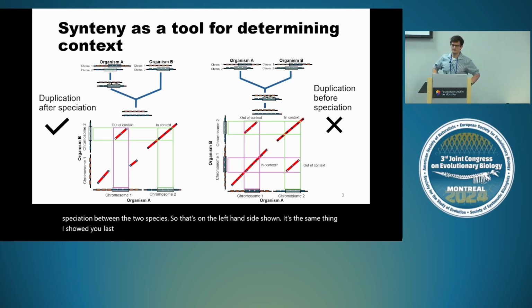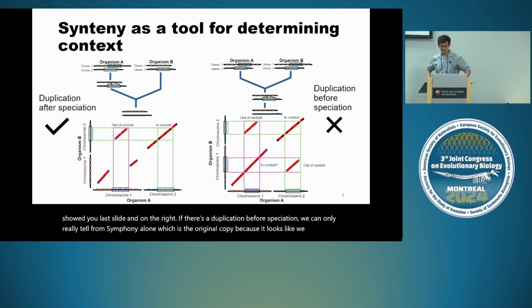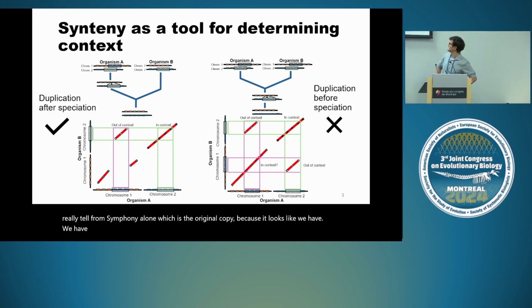And on the right, if there's a duplication before speciation, we can no longer really tell from synteny alone which is the original copy, because it looks like we have two candidates and we can't really tell which is which.